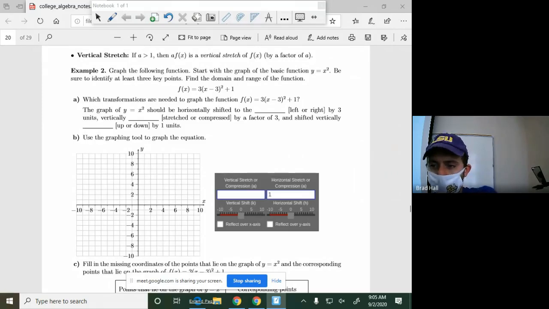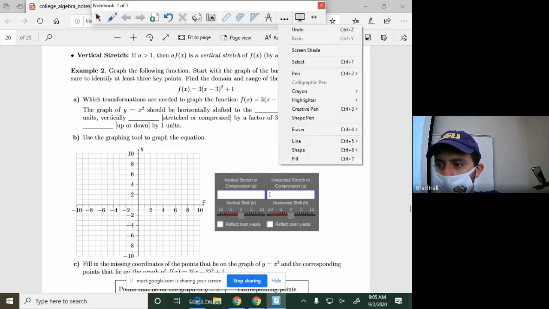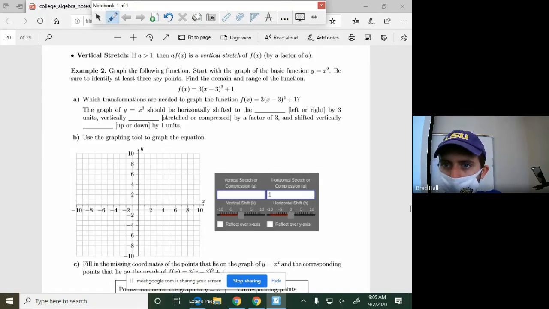And if so, the way it words things in part A, notice the way I have it in part A, you fill in the blank with left or right. So how do we determine left or right? What's the characteristic for that? Left or right is the number directly affecting the x. What number is directly affecting the x?